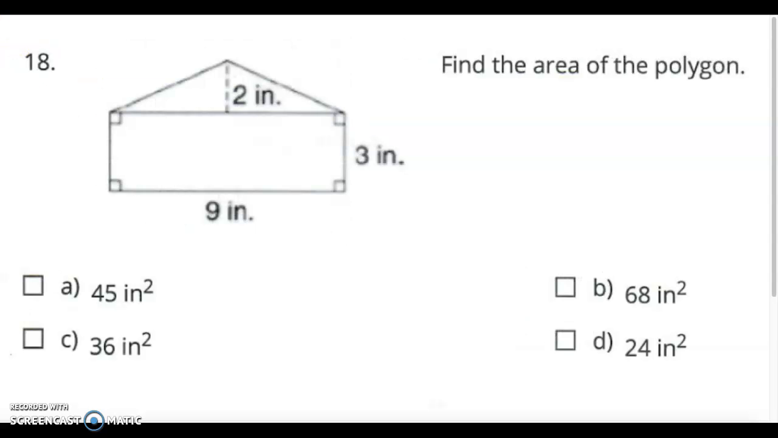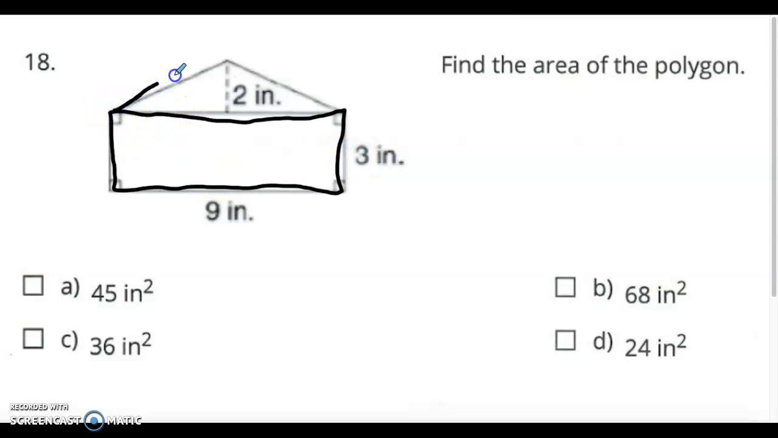together. And problem number 18, last problem on the quiz. You're going to find the area of this entire rectangle, okay, which is 9 times 3. You're going to find the area of this triangle, which is 9 times 2, base times height, divided by 2. 9 times 2 divided by 2. You're going to find your 2 areas and add them together.